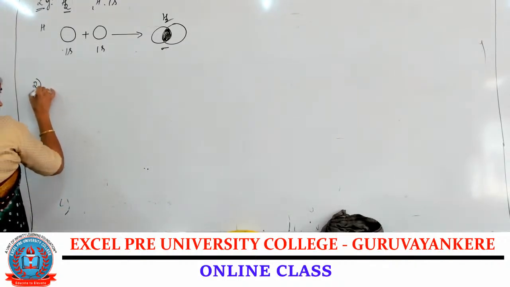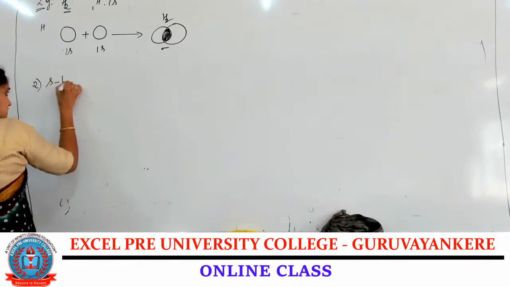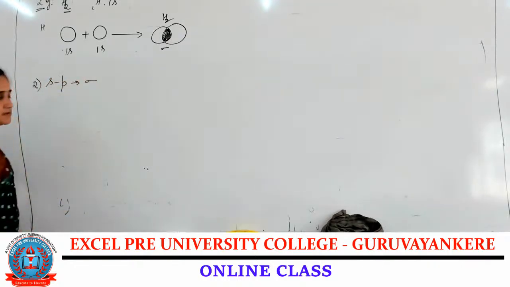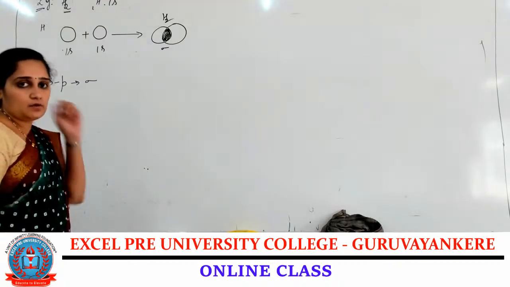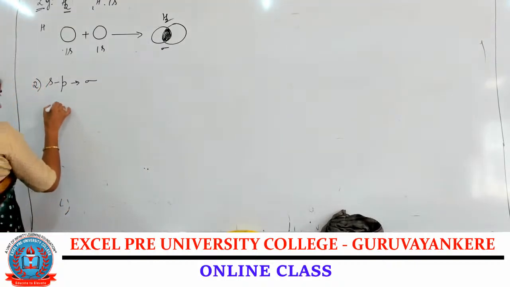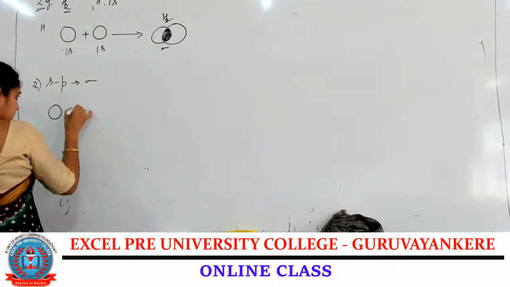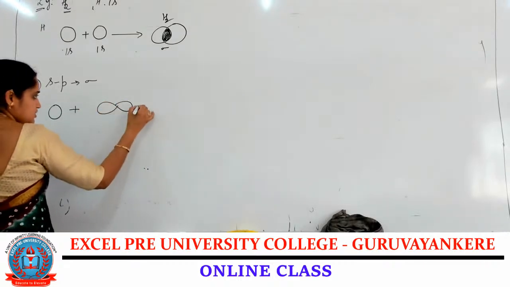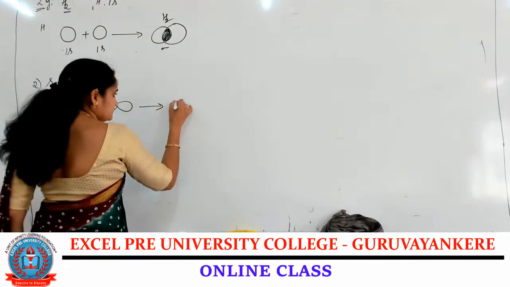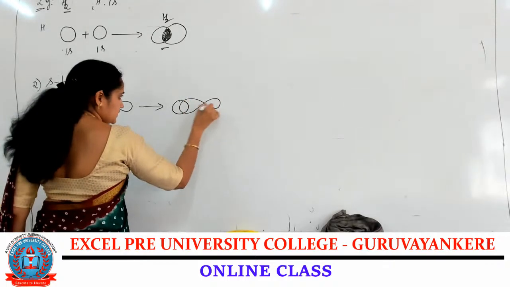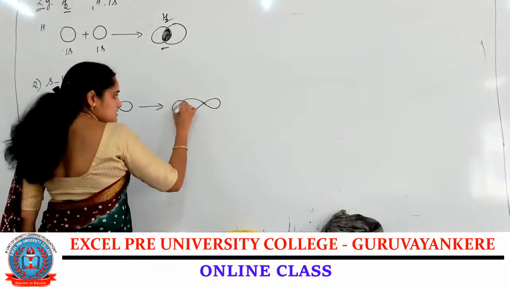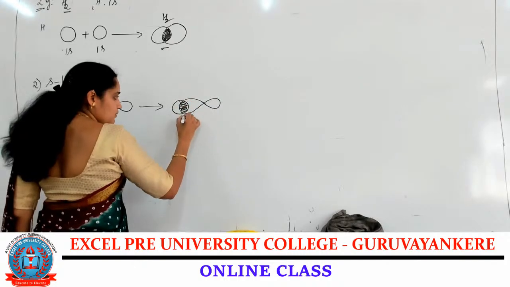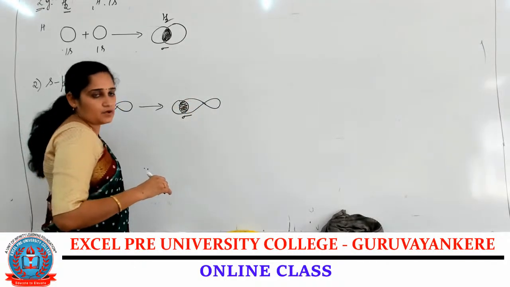Second type, formation of sigma bond by sp overlapping. sp overlapping will be taking place. One is the s orbital, the p orbital is dumbbell shape. It forms like this. So this overlapping is nothing but the sp overlapping. It forms a sigma bond.